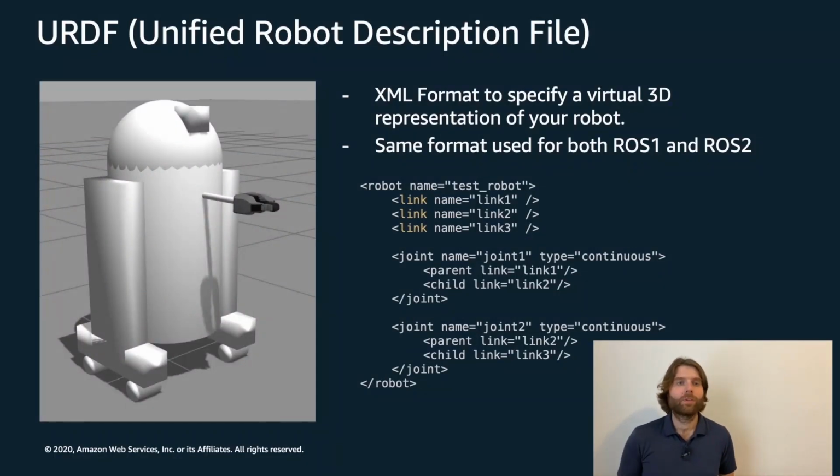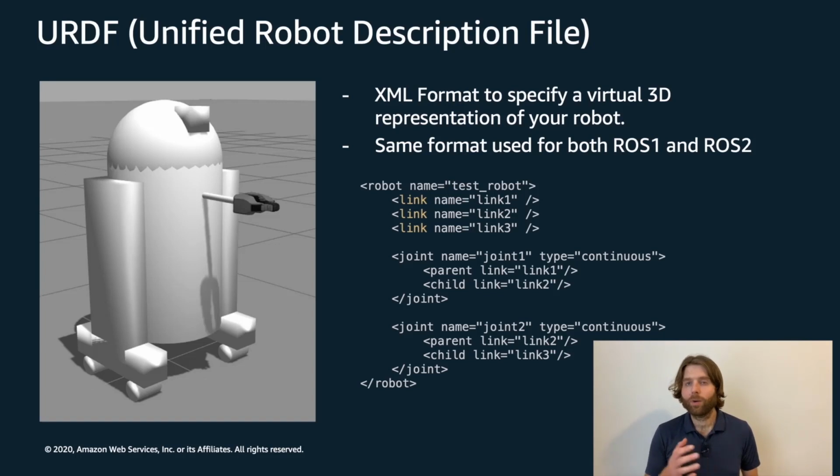Okay, let's start with URDF. URDF files are an XML format, and they specify the virtual 3D representation of your robots, along with all the sensor plugins. Think cameras, LiDARs, IMUs. The same format is leveraged in both ROS 1 and ROS 2. So here you'll see a simple URDF file with 2 joints and 3 links. In the next few slides, we'll dive deep into this structure and how to build your own URDF file.